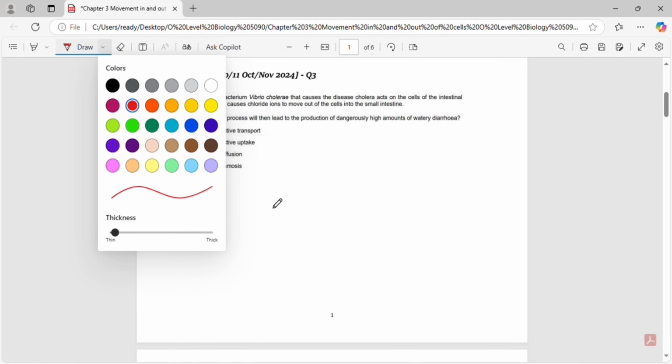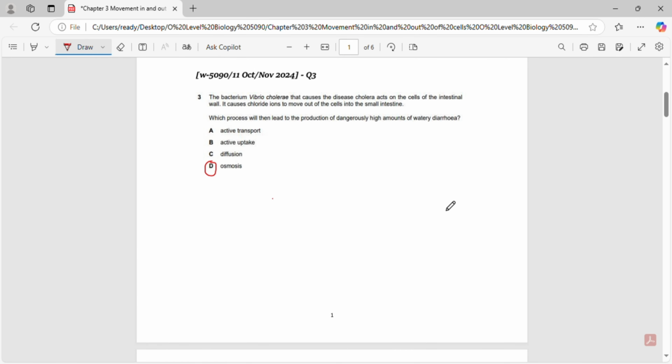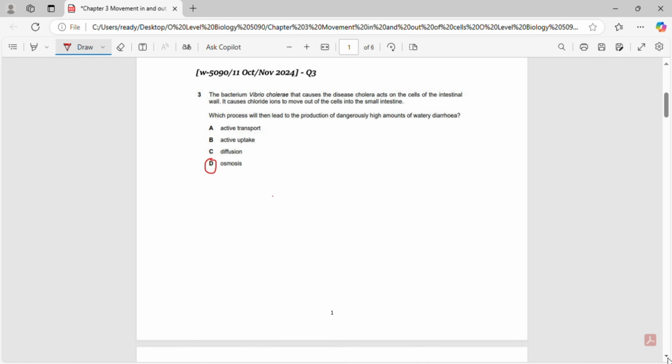The correct answer is option D, because chloride ions entering the small intestine increase the solute concentration, causing water to move in through osmosis. This excessive water influx leads to severe watery diarrhea. The cholera toxin disrupts the normal ion balance, drawing water into the intestine and resulting in significant fluid loss, which can cause life-threatening dehydration if untreated.